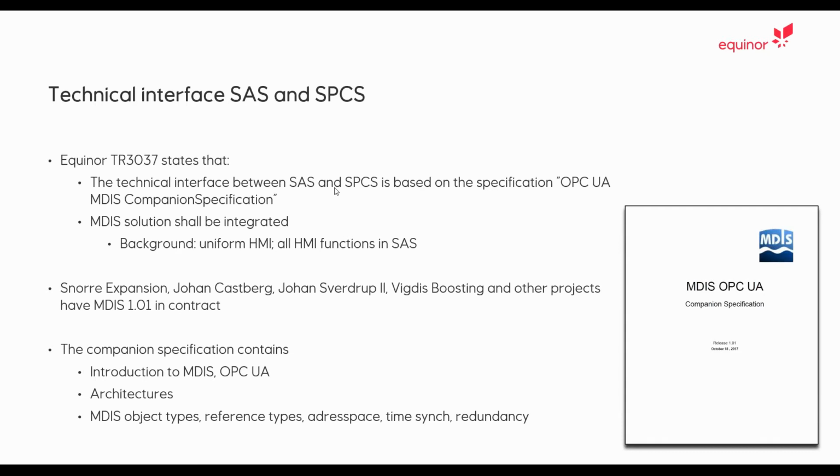So how do we implement MDIS at Equinor? At Equinor we have something called TRs, technical requirement documents, and we have one TR called 3037, describing the integration of subsea controls and SAS, stating that the technical interface between the SAS and the subsea production control system shall be based on the OPC UA specification, the MDIS companion specification. So we require MDIS in our TR 3037 and are applying it on all projects where we see this is feasible.